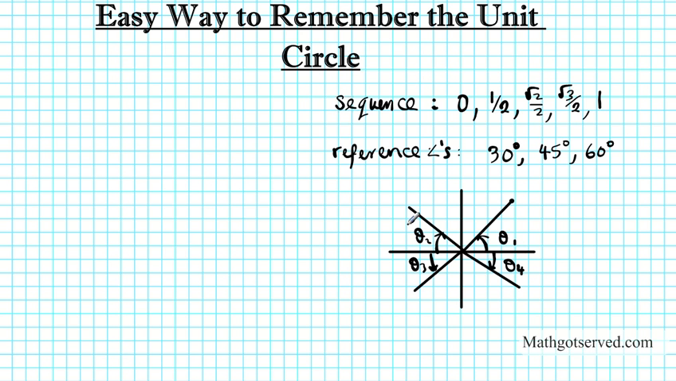Let's keep that in mind, because I'm going to use this to generate the angular measures of each point within each quadrant of my unit circle. Please have these memorized, and it's going to really help you know how to draw the unit circle. This is basically all you need to remember: the sequence of numbers, and the fact that these are your three reference angles.